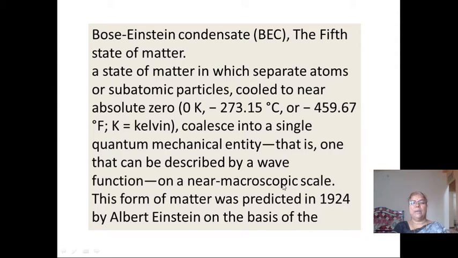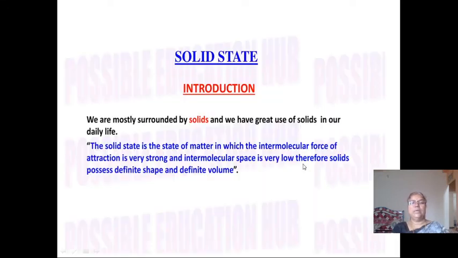On a near microscopic scale, this form of matter was predicted in 1924 by Albert Einstein on the basis of considerations of Bose. So this fifth state is named the Bose-Einstein condensate. In this chapter, you are only concerned with the study of solids.